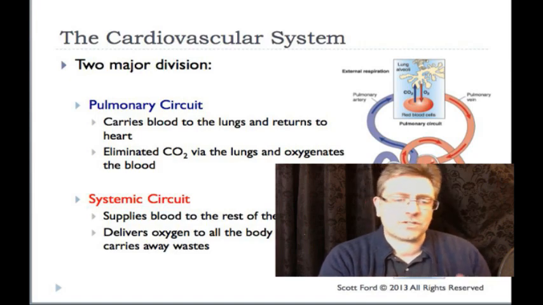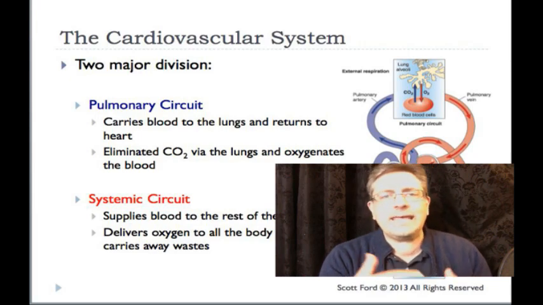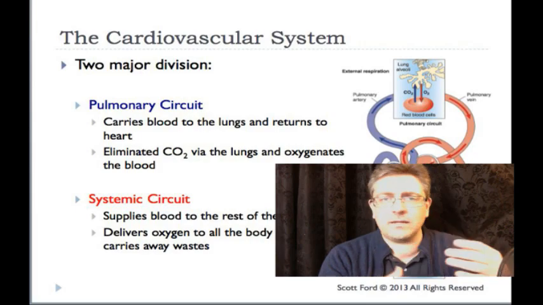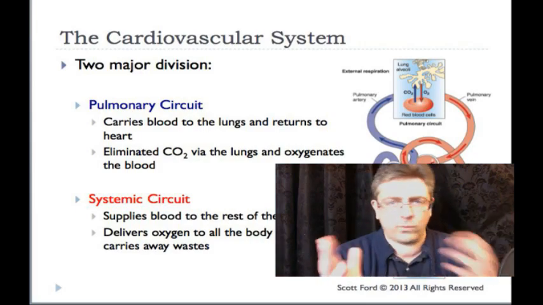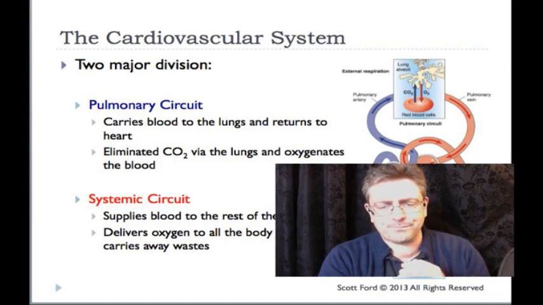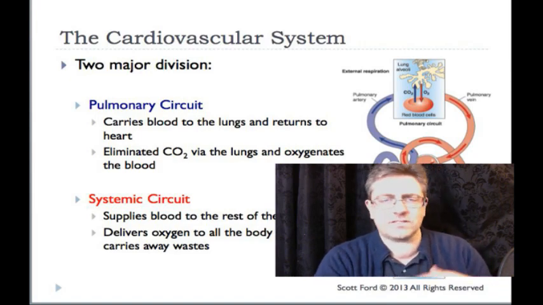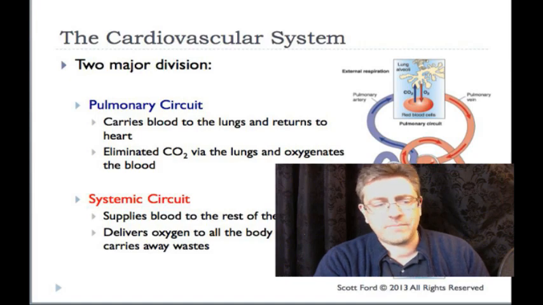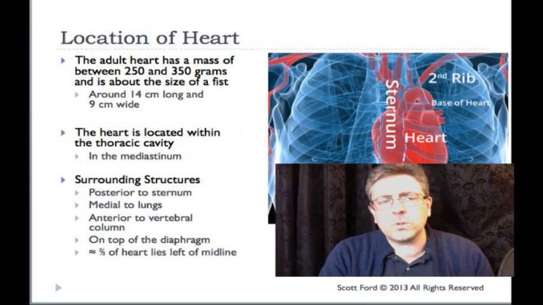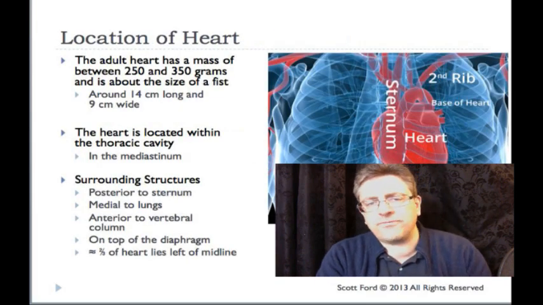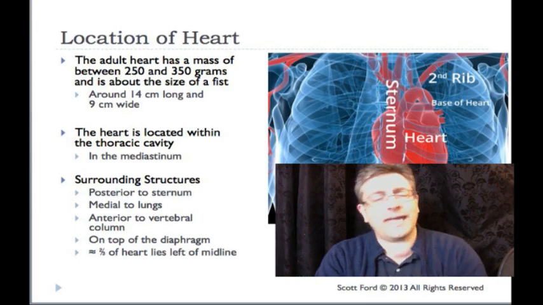The systemic circuit is the pathway that's bringing blood to your toes, to your nose, to your ears, to your fingers, to your everywhere, and back again. So the systemic circuit is going to supply blood to the rest of the body. It's going to deliver oxygen to all the body cells and carries away waste products. So we first take a look at where the heart is located.